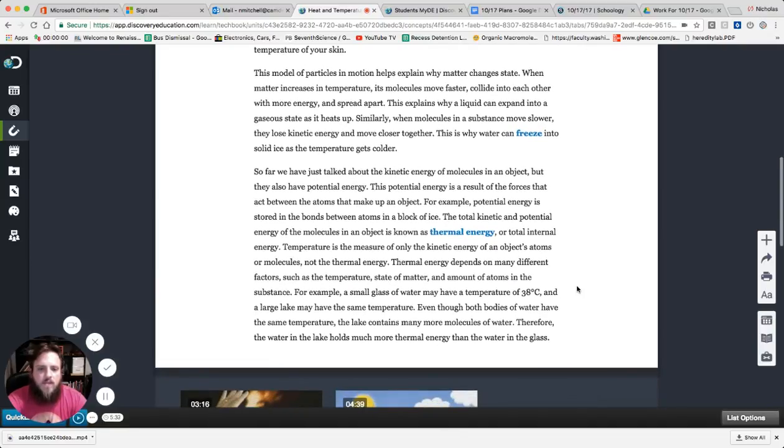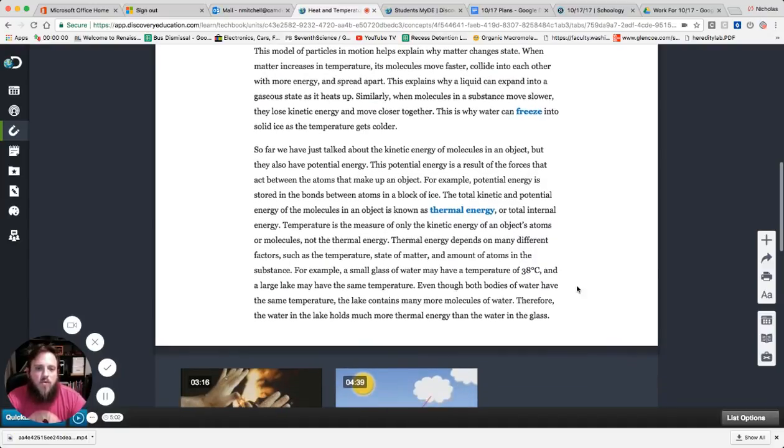This is why water freezes into solid ice as temperature goes down. So this is kinetic energy within molecules in an object. But there's also a potential energy here. Potential energy is a result of forces that act between the atoms. So some energy is stored in the bonds in a block of ice, and you need to add kinetic energy to break those bonds. But the total energy of a thing, kinetic and potential, is known as thermal energy or internal energy. Temperature is only a measure of the kinetic energy of the molecules, not its actual thermal energy.